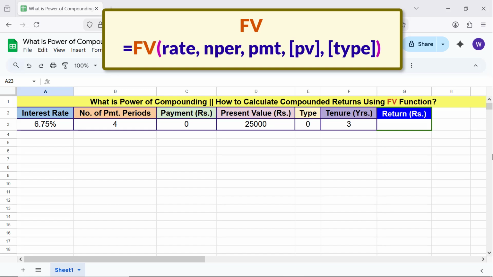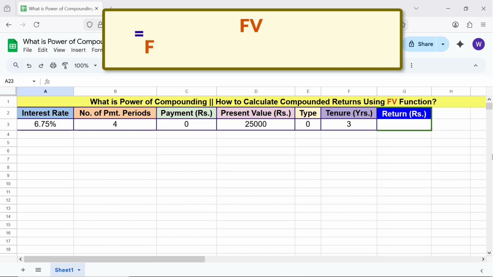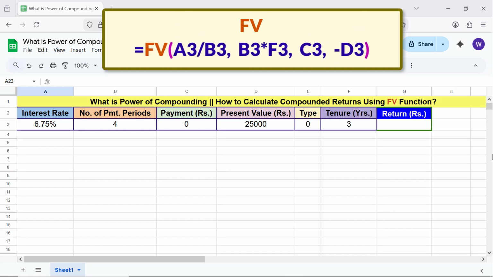The formula to calculate the future value for this investment is: note that the interest rate should be divided by 4 because of quarterly compounding. The number of payment periods should be multiplied by 3, which is the tenure, again, because of quarterly compounding.